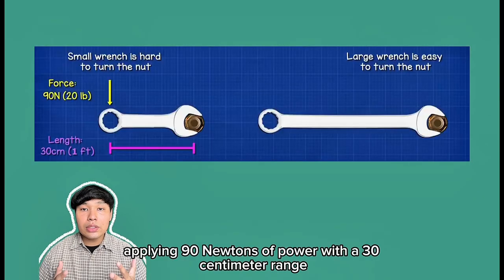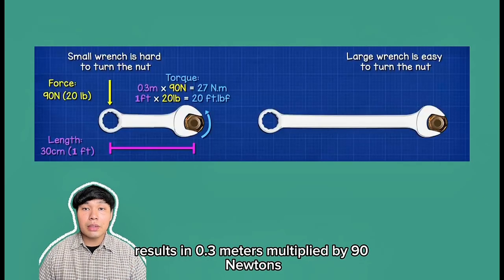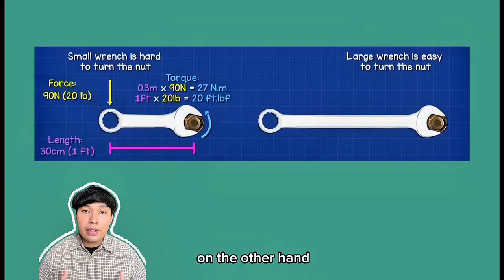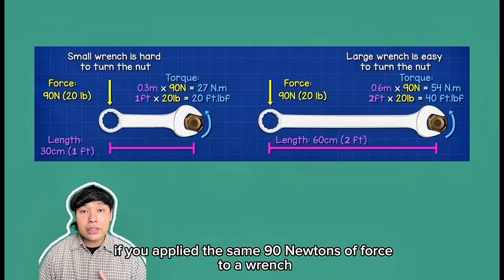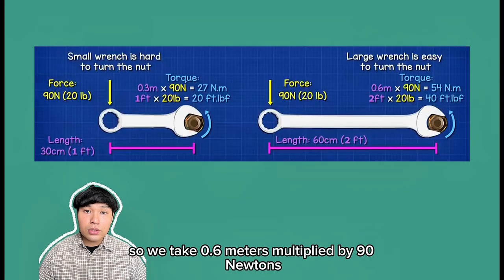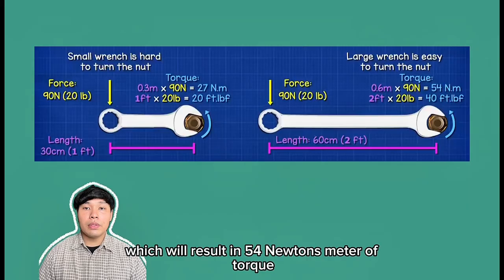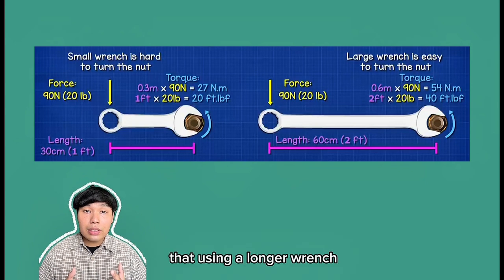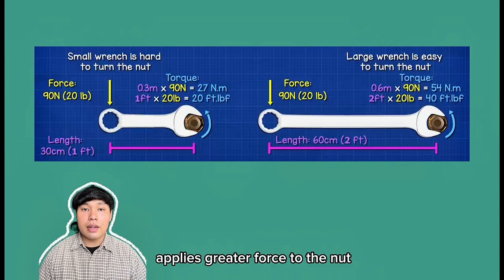Applying 90 newtons of force with a 30 cm wrench results in 0.3 meters multiplied by 90 newtons, which will produce 27 newton meters of torque. On the other hand, if you apply the same 90 newtons of force to a wrench that is 60 centimeters long, we take 0.6 meters multiplied by 90 newtons, which will result in 54 newton meters of torque. Therefore, you can see from this straightforward maths that using a longer wrench applies greater torque to the nut.